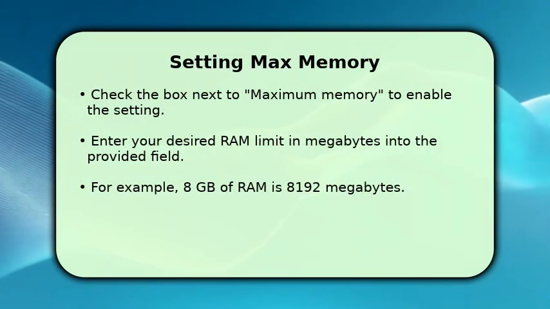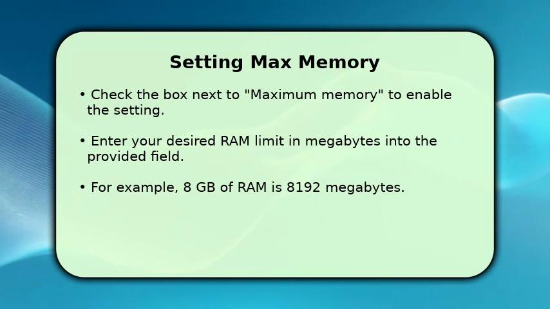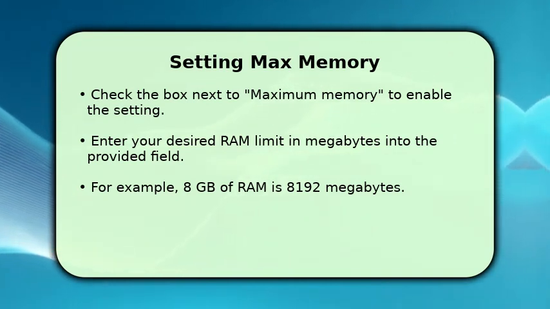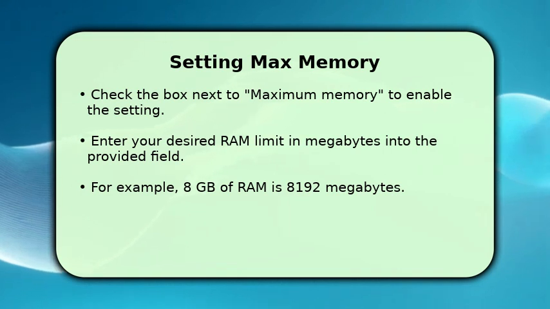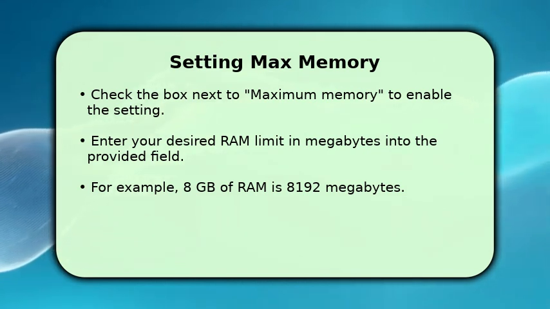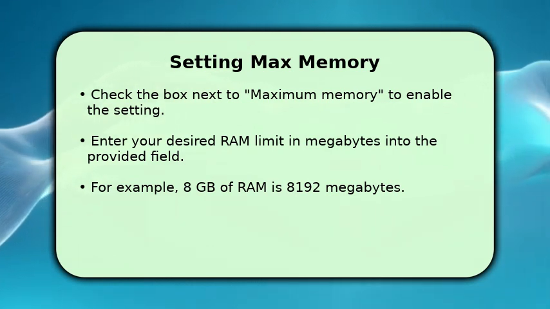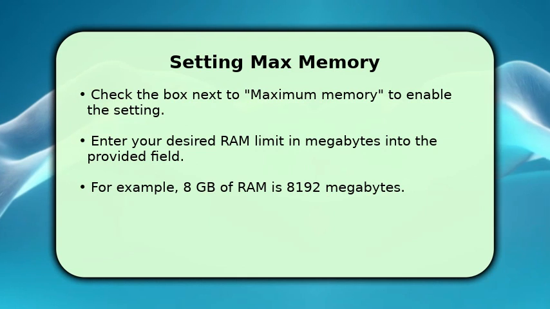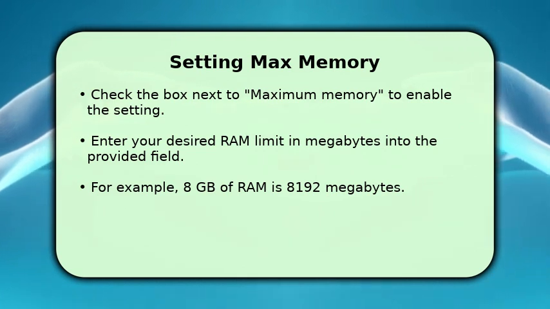In the Boot Advanced Options window, locate the Maximum Memory checkbox. Make sure to check this box to activate the memory limit setting. Below it, you'll see a field where you can enter your desired maximum RAM in megabytes. For instance, if you want to set a limit of 8 gigabytes, you would type 8192. Be careful not to set it too low.